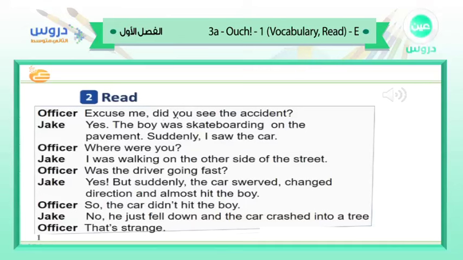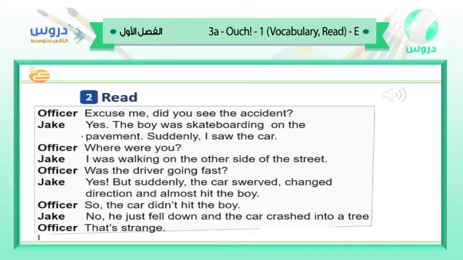Excuse me, did you see the accident? Yes. The boy was skateboarding on the pavement. Suddenly, I saw the car. Where were you? I was walking on the other side of the street. Was the driver going fast? Yes. But suddenly, the car swerved, changed direction, and almost hit the boy. So the car didn't hit the boy? No. He just fell down, and the car crashed into a tree. That's strange.